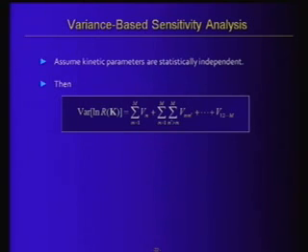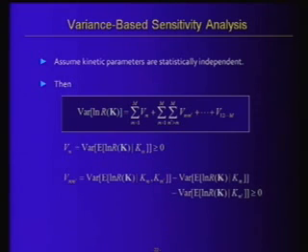Then you can show that the variance of the output is given by means of this expression, where the little V_m's here are given by means of this formula. And I will explain to you. These V_m's are given by means of this formula, and you can derive formulas for the rest. But now, what do these things mean?